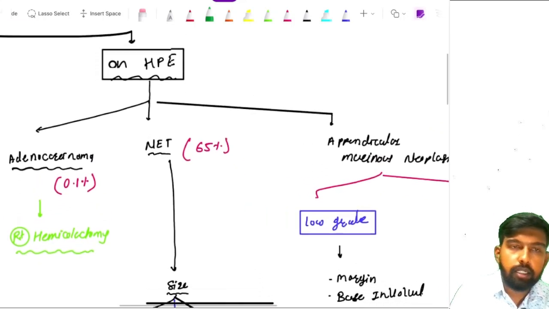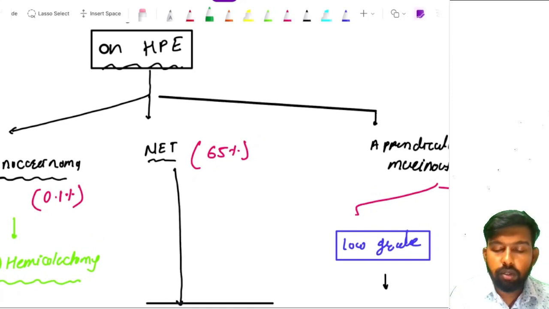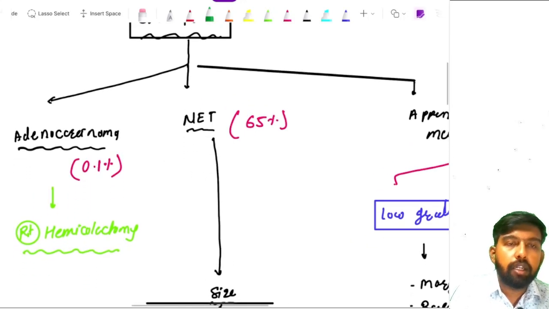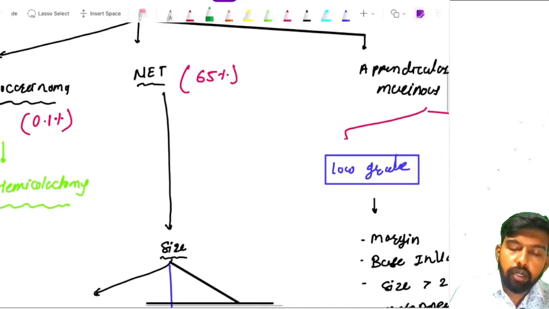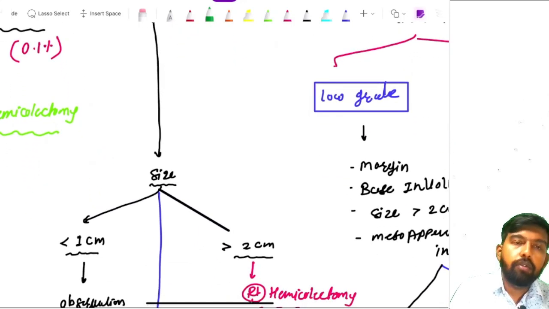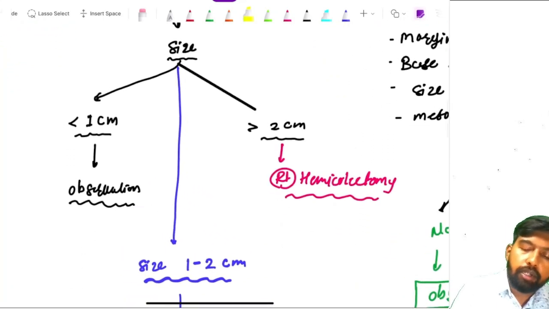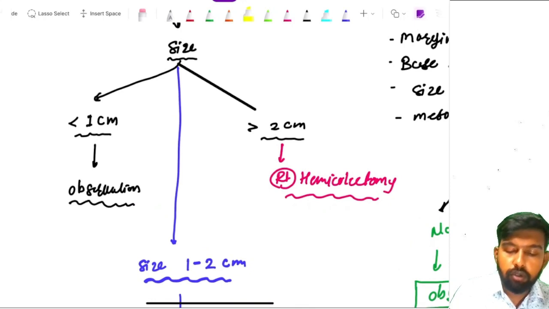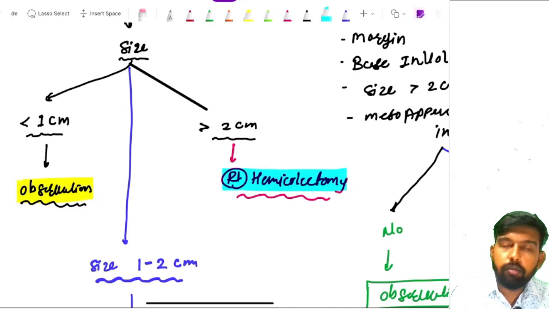So let's revise this. Histopathological examination will show the nature of the tumor. It can be adenocarcinoma. If adenocarcinoma is there, we should directly go for right hemicolectomy. If the tumor is a neuroendocrine tumor of the appendix, then we should know the size of the tumor. If the size is less than 1 centimeter, we just have to wait and watch, that is, observation. But if the size of the tumor is more than 2 centimeters, we should do re-exploration and right hemicolectomy of the patient.